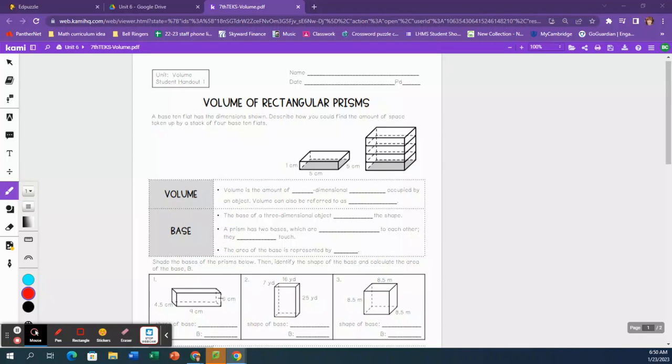Okay, guys, make sure you have your paper. I'm actually going to be using a calculator for the sake of time, but for most of you, you need to do these calculations on your own. Volume of a rectangular prism.